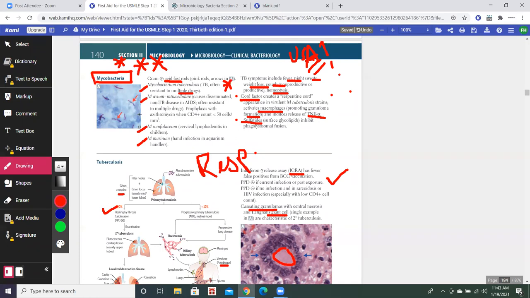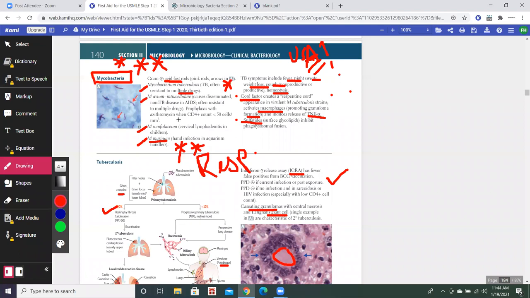Okay, and this is not very high yield either, except there's one question about Mycobacterium marinum. I'm going to put a star over here. They try to see whether you understand that the question goes something like this: it's an aquarium worker who was cleaning the aquarium, and after that he came up with some sort of hand infection, which is acid-fast organism. What type of organism is this most likely to be? So the answer is Mycobacterium marinum. The reason is that a hand infection after cleaning an aquarium is very indicative of Mycobacterium marinum. So that is one question. So put your star mark over here.